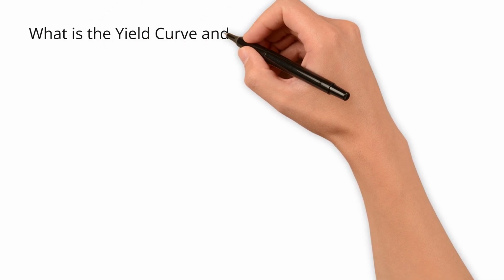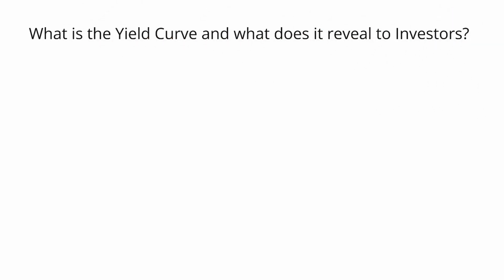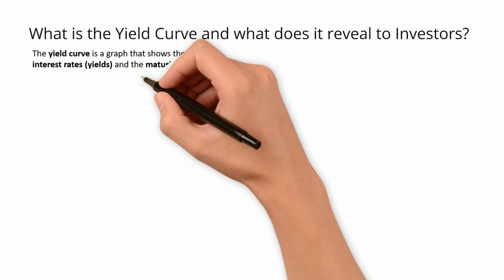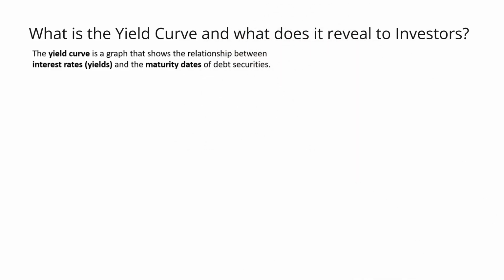What is the yield curve? The yield curve is a graph that shows the relationship between interest rates or yields and the maturity dates of debt securities, for example US Treasuries. Whereas bills are those that are considered up to 1 year, notes are the ones that are up to 10 years, and bonds are up to 30 years.